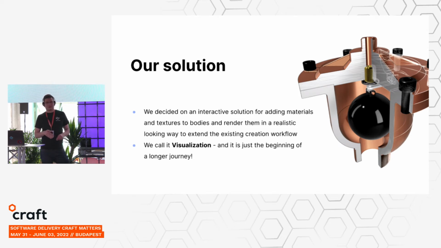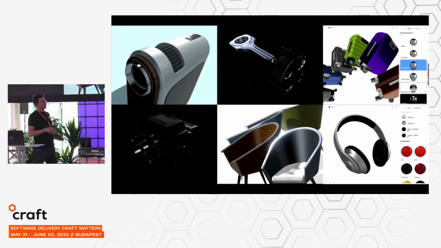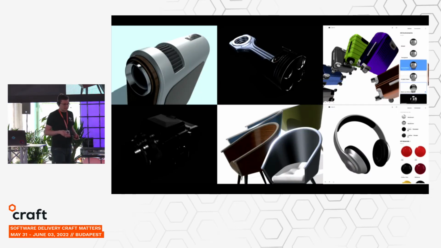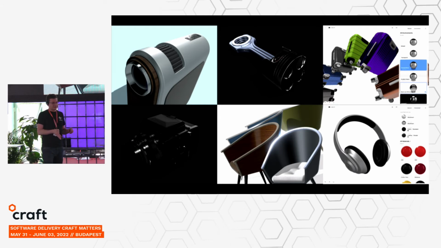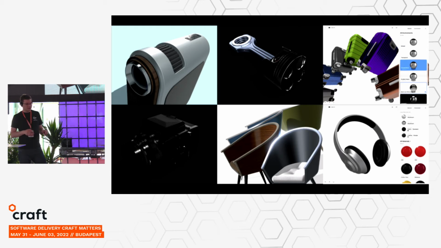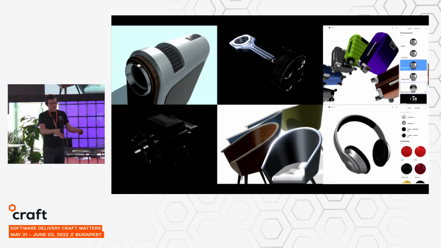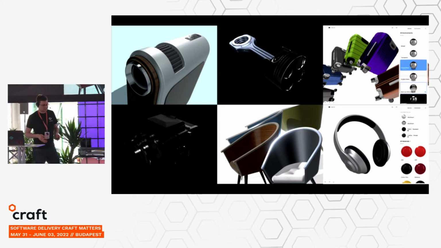And it's really just the beginning of a longer journey. We are planning to make it a platform inside Shapr3D. You can see a few images of the result. As you can see, we have several plastic, metal, wood, and other materials which are not showcased in these images. And on the right side, you can see how the user interface looks like with having a selection for different kinds of materials and different environments around the objects.